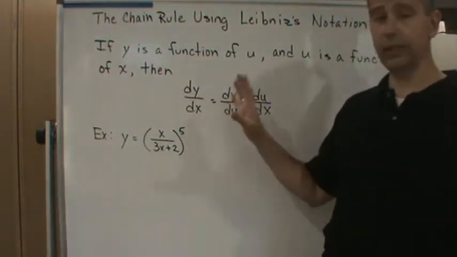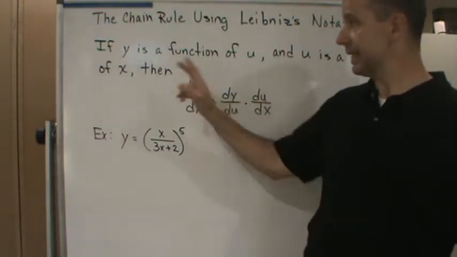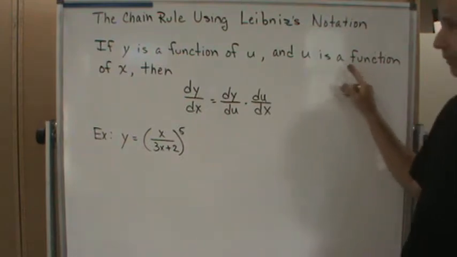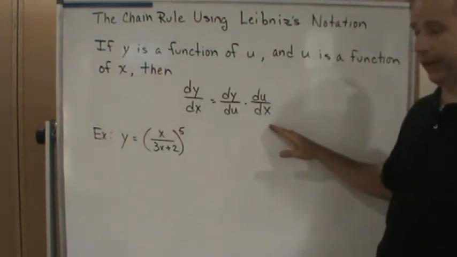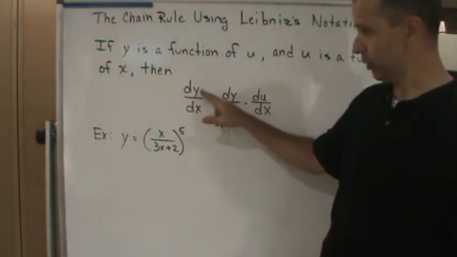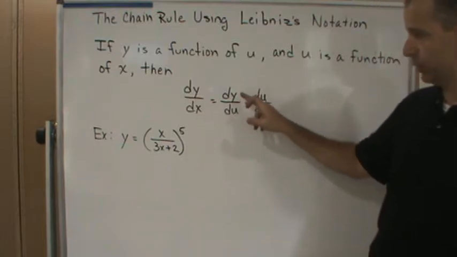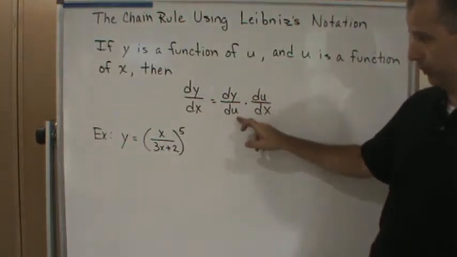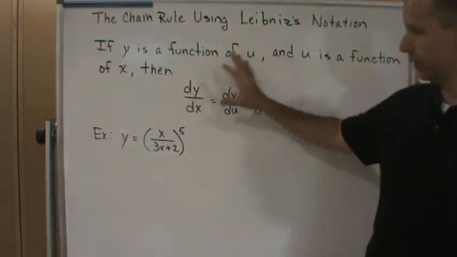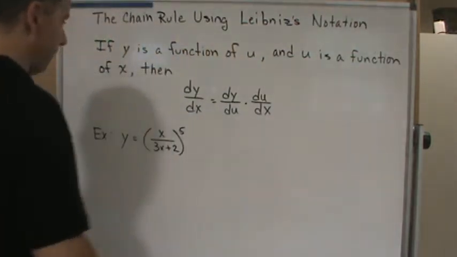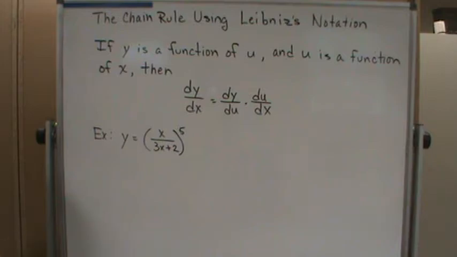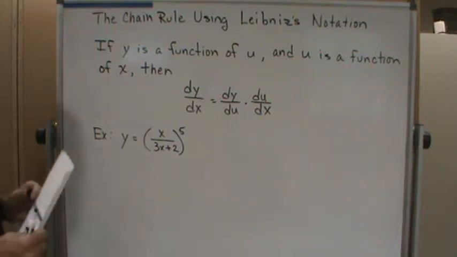So the rule using Leibniz notation, remember, is that y is a function of u, and also u is a function of x, and then we can write it this way: dy/dx, the derivative of y with respect to x, is equal to the derivative of y with respect to u times the derivative of u with respect to x. So that's what we're going to use to find the derivative of a function. So you can use Leibniz notation the same way we use function notation.